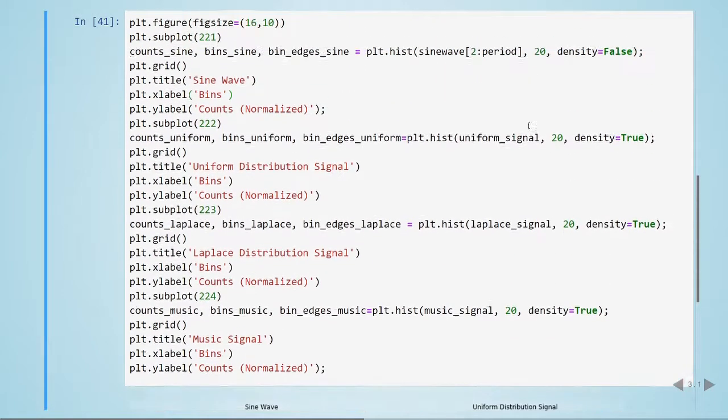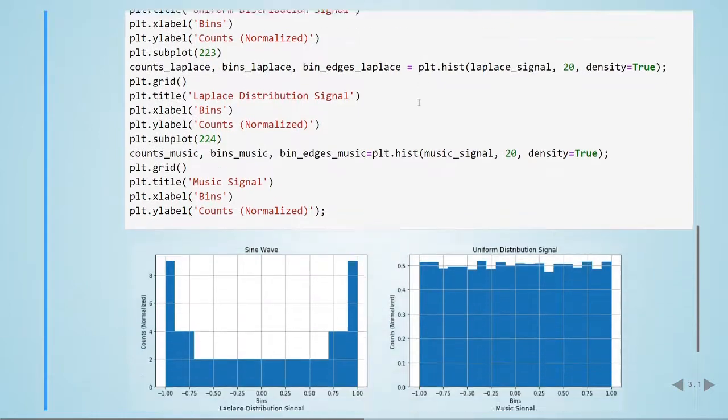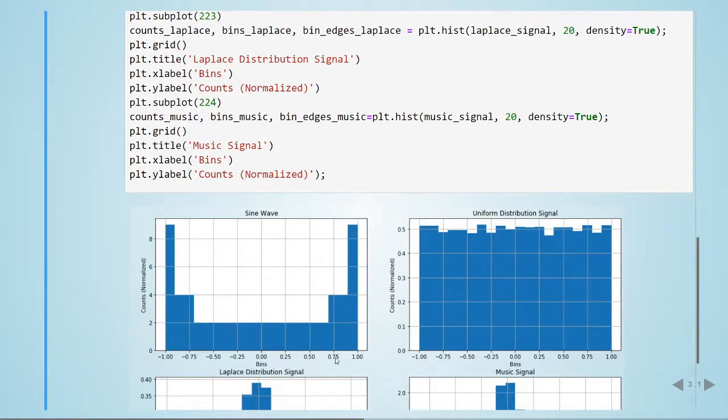I'm using here 20 bins, so I'm dividing this range from -1 to 1 into 20 intervals, so it is approximately from -1 to -0.9, -0.8, -0.7, and so on.